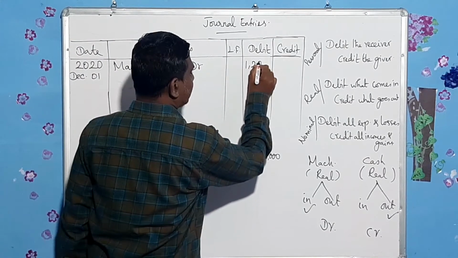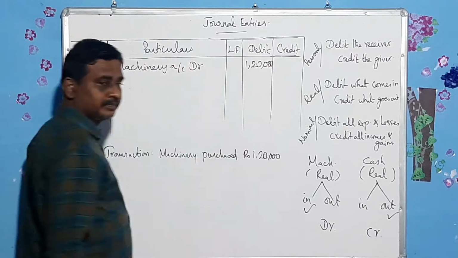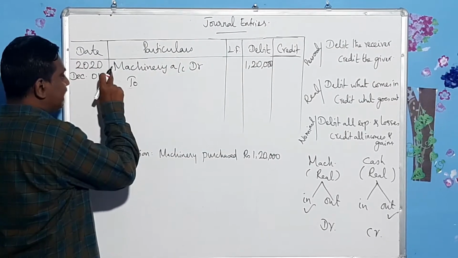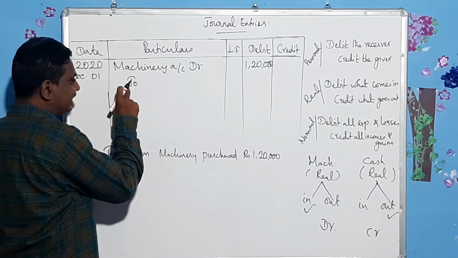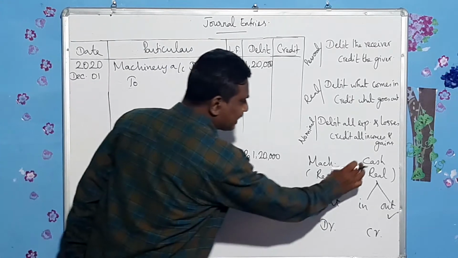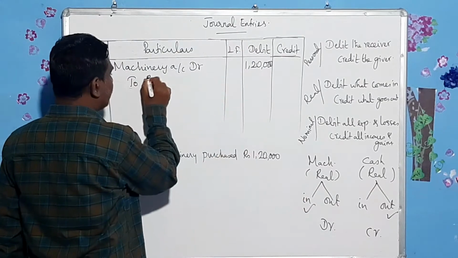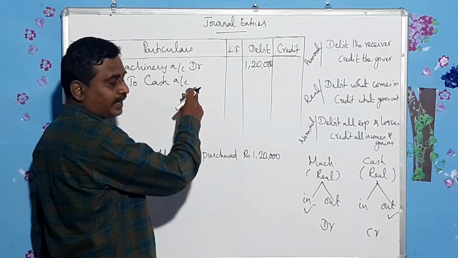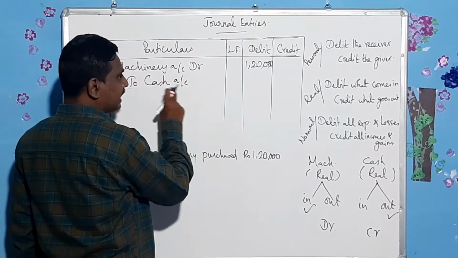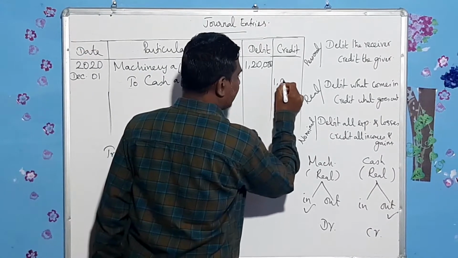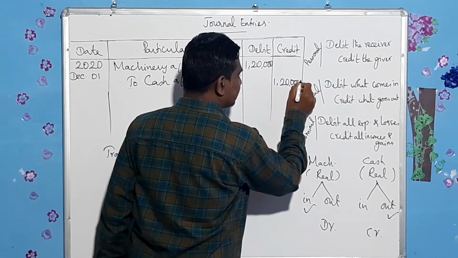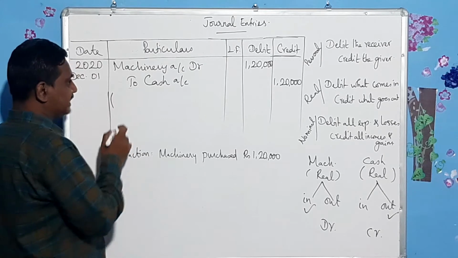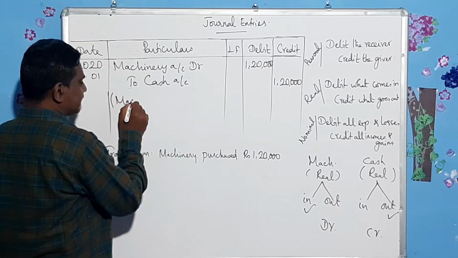1,20,000. And then you have to write here, the format should be like this. To, which account is credited? Cash account. To cash account. Credit, you need not write credit. Just write cash account. What is the amount? 1,20,000. And after writing those, you have to write the narration, machinery purchased.